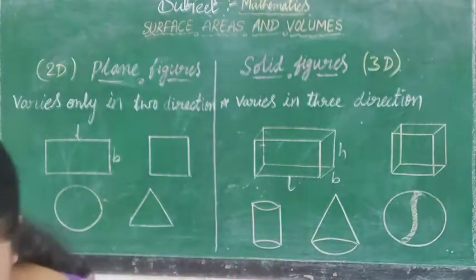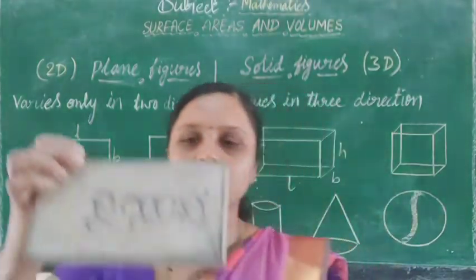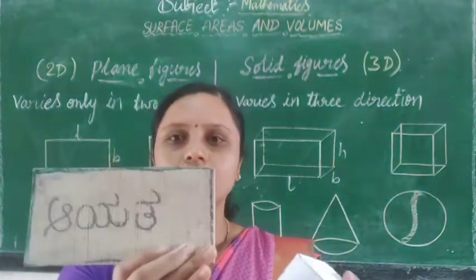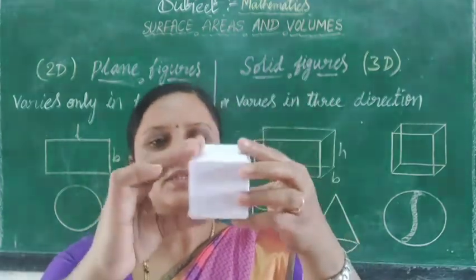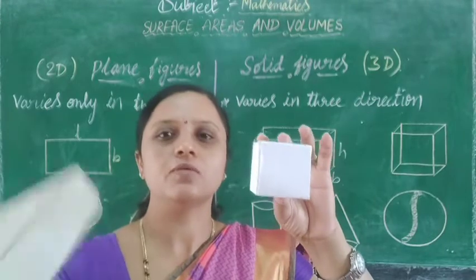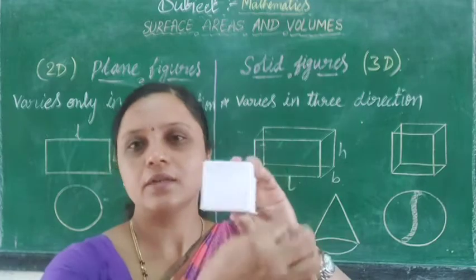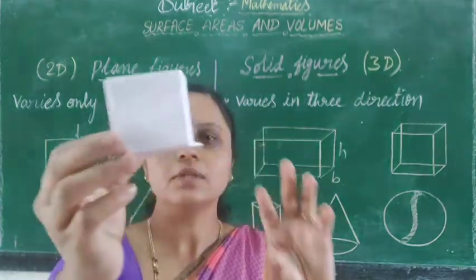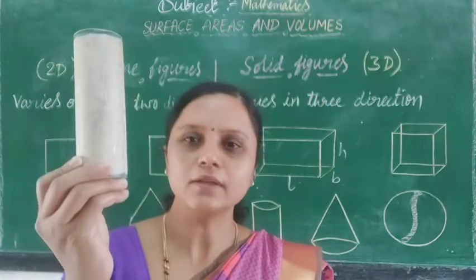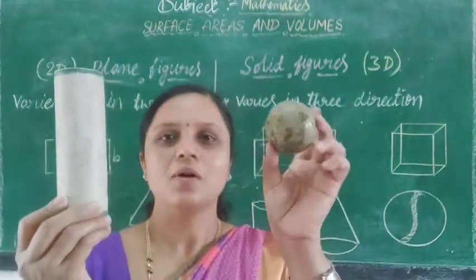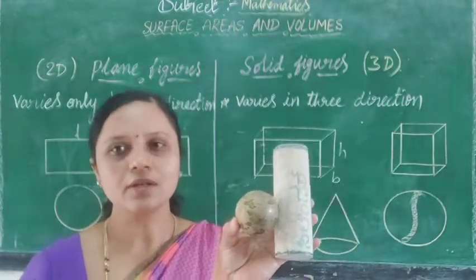Now look at the solid figures. The first one is a cuboid, and this one is a cube. The special case of a cuboid is the cube. In a cube all three sides are equal. Now again look at this one. This is a cylinder, and the ball is a sphere. So these figures are called solid figures.